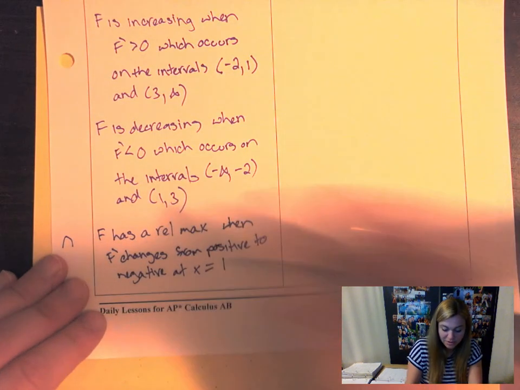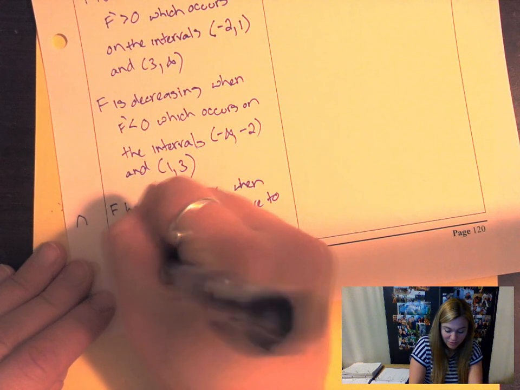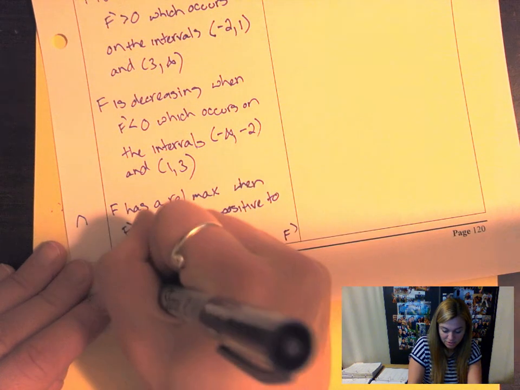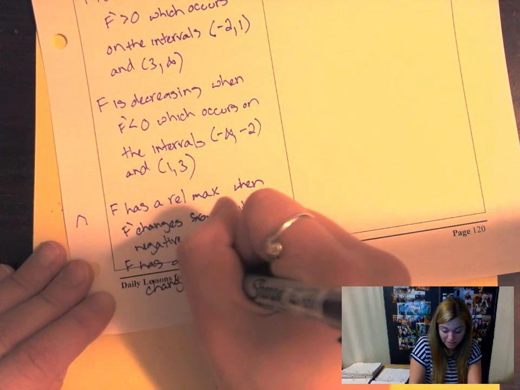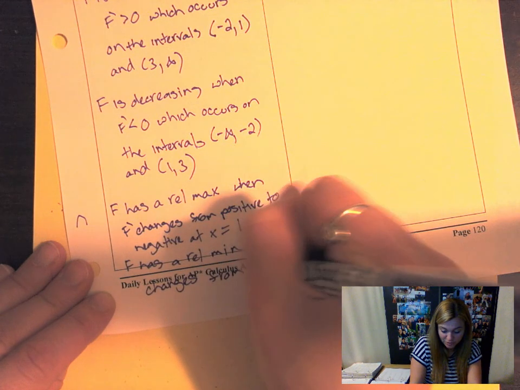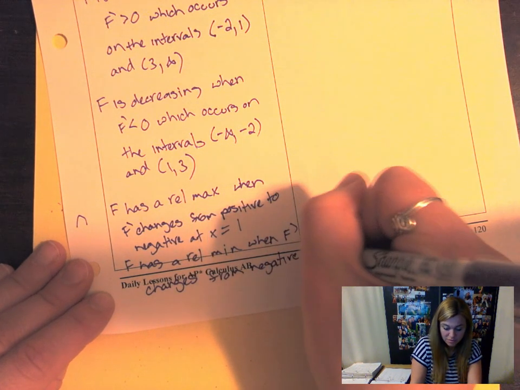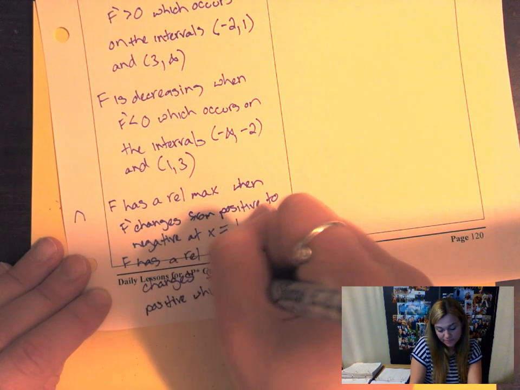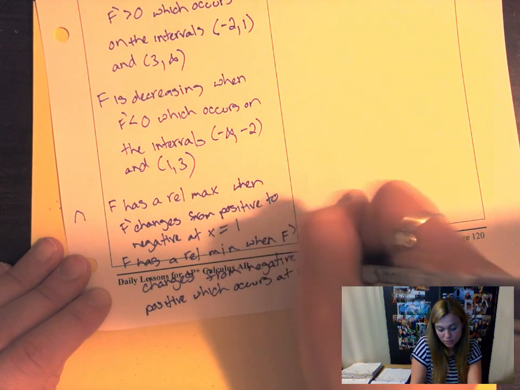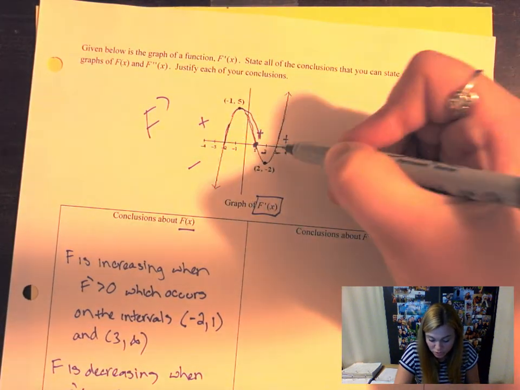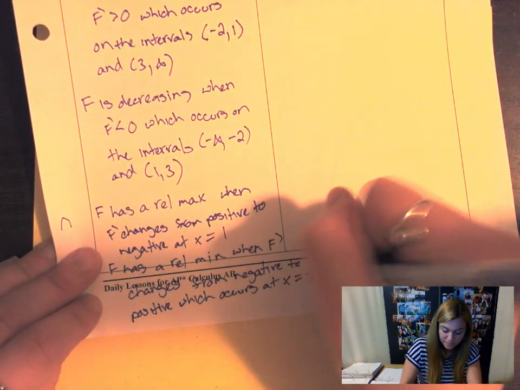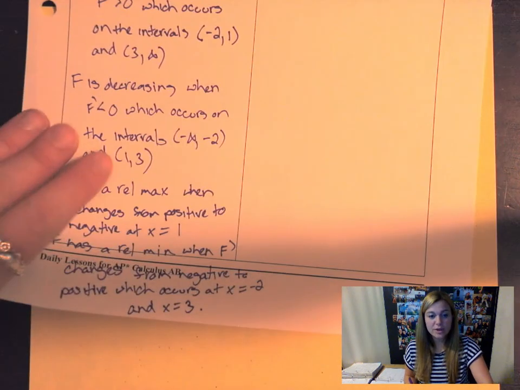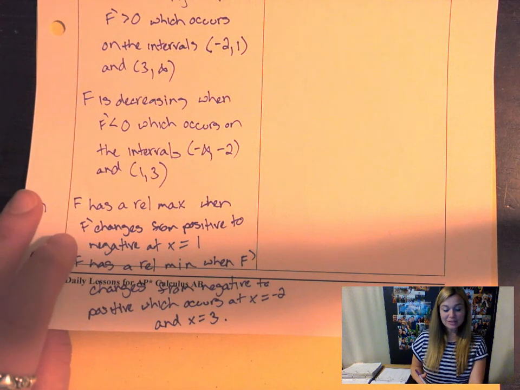So at x equals 1, and I can also say f has a relative min when f prime changes from negative to positive, which occurs at x equals negative 2 and at positive 3. Okay, so that's all sorts of things about f of x when we're given the graph of f prime.